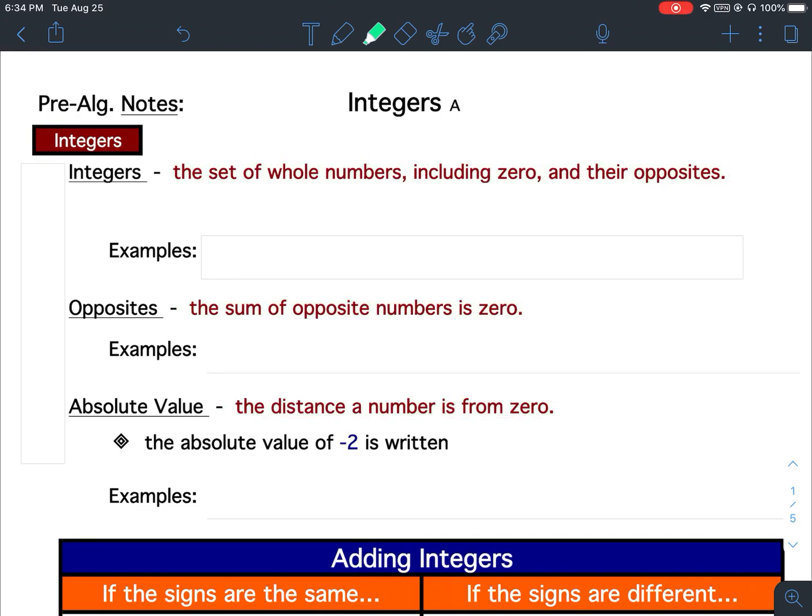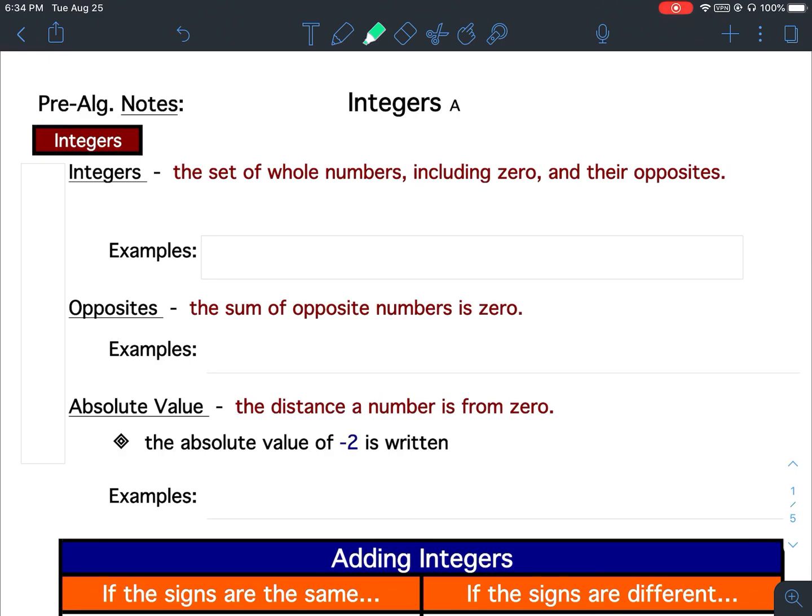Okay, so integers are the set of whole numbers, including 0 and their opposites. If you remember what a whole number is: 1, 2, 3, 4. In other words, no fractions, no decimals. And then their opposites, so the opposite of 4 is -4, the opposite of 3 is -3, and so forth. And the set of integers also includes 0.